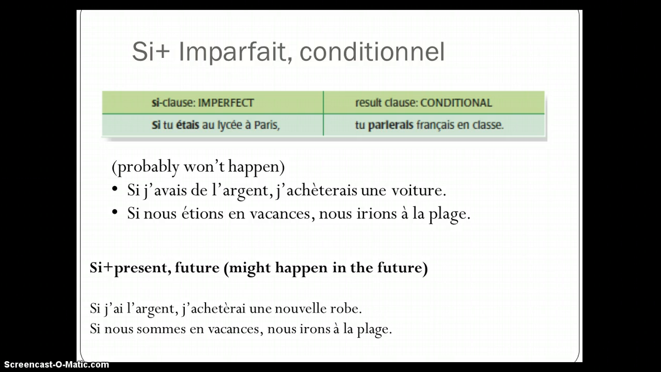So those are two examples of si clauses, but please pay attention. Si followed by imperfect, the result clause is always in conditional. It's speaking about the way things could have been if things had been different.